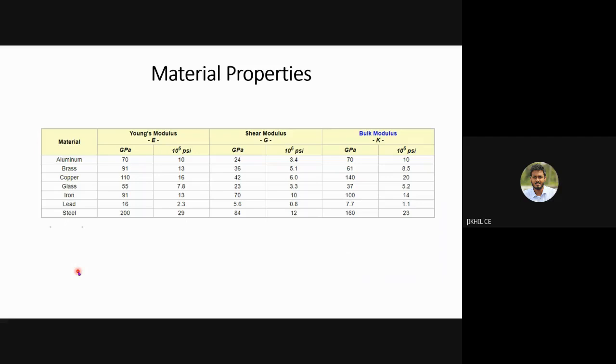When you compare various materials like aluminum, brass, copper, glass, iron, lead, and steel, the Young's modulus of steel is 200 gigapascal or 2 into 10 raised to 5 Newton per mm square. We also have some shear modulus and bulk modulus values for the steel, but the value which we commonly need is the Young's modulus of steel.